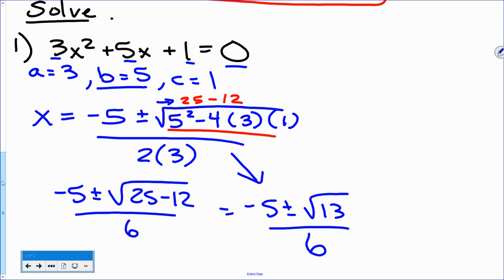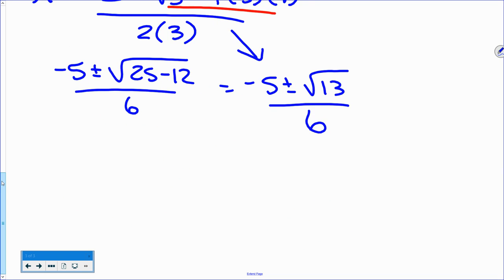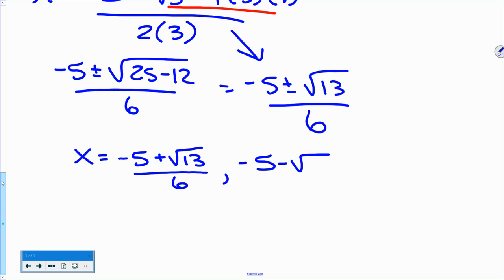This is our 2 answers, but in your Math Excel, you always put a comma in between your answers. So I've got -5 plus the square root of 13 over 6 is one answer. That plus or minus is representing both. Then -5 minus the square root of 13 over 6. So it'll be a little bit annoying to type in, but that's what it would look like.